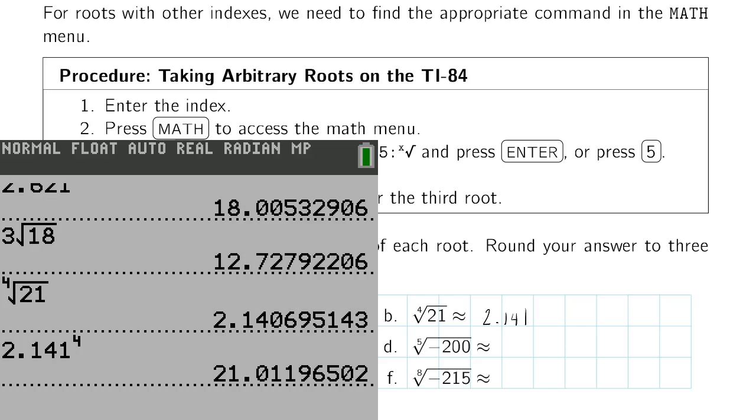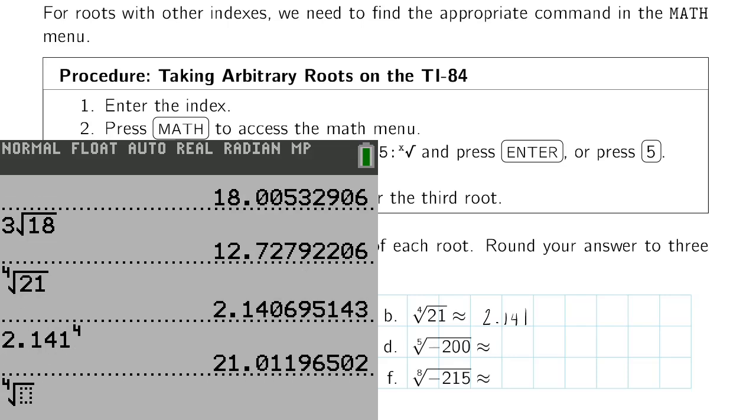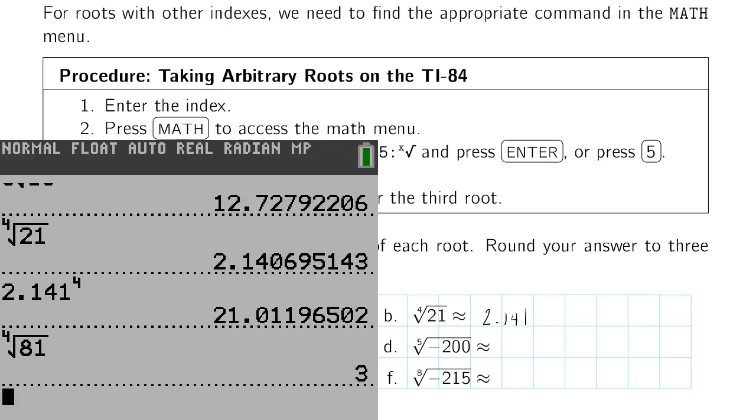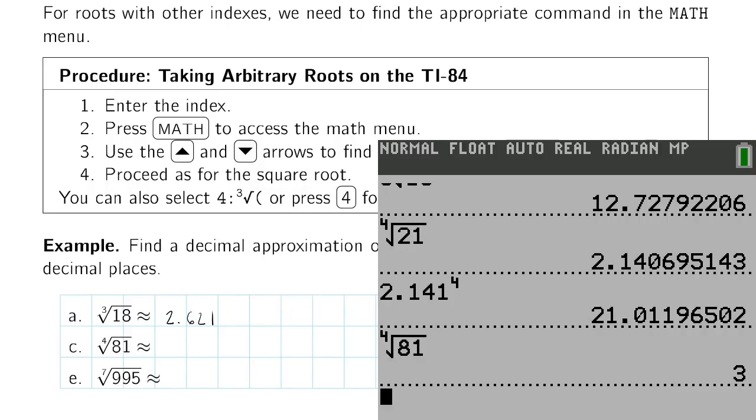Okay, next we're going to take the fourth root of 81. So 4, math menu, take any root. And this time, instead of scrolling, I just hit the number 5 to select option 5 from the menu. I type in 81. Oh, it turns out I get the exact value 3. So I'm not going to say approximately equal. I'm going to say the fourth root of 81 is exactly 3. Right, so I took the fourth root of 81, it turned out to be an integer. I know I have an exact value for it.